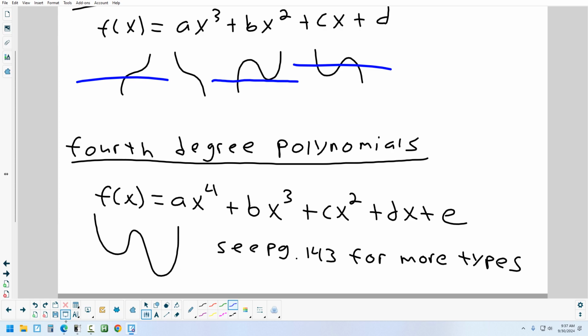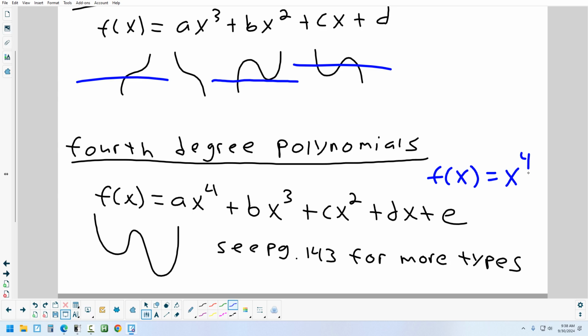4th degree polynomials could have that kind of pattern. Again, some of these terms might not be present. Like you could have just this. And that's a 4th degree polynomial. That's the simplest one you could have. There's no cubic, squared, linear, or constant terms in it. Just one term.